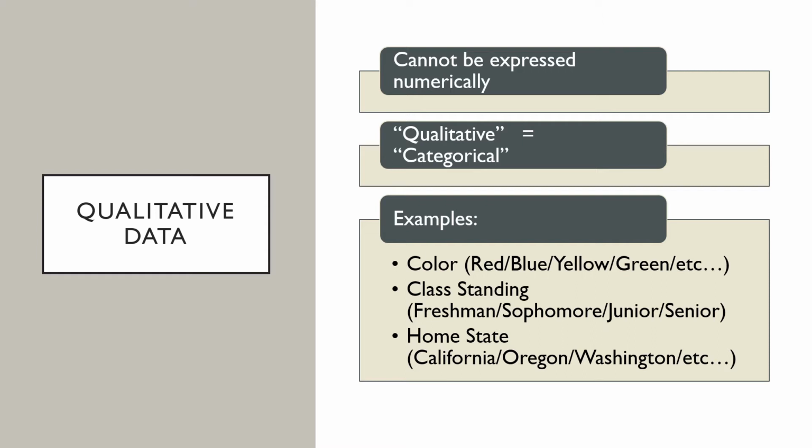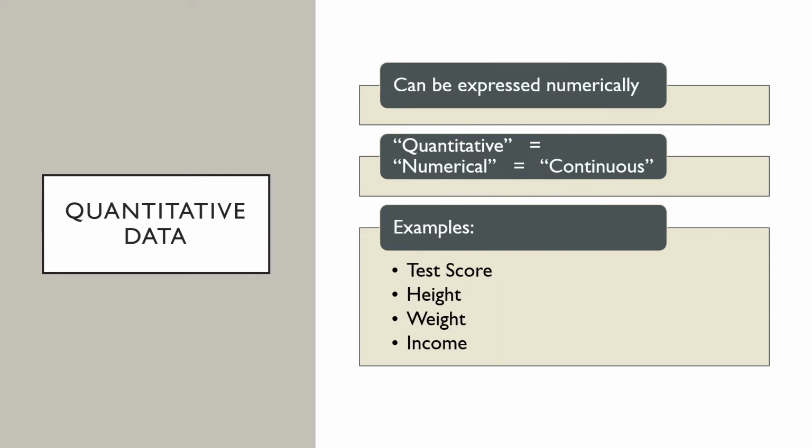Same with class standing or home state. These are things that you're going to answer, or things that are going to be recorded in terms of some kind of category, not in terms of some kind of number. Quantitative data, on the other hand, is data that can be expressed numerically.